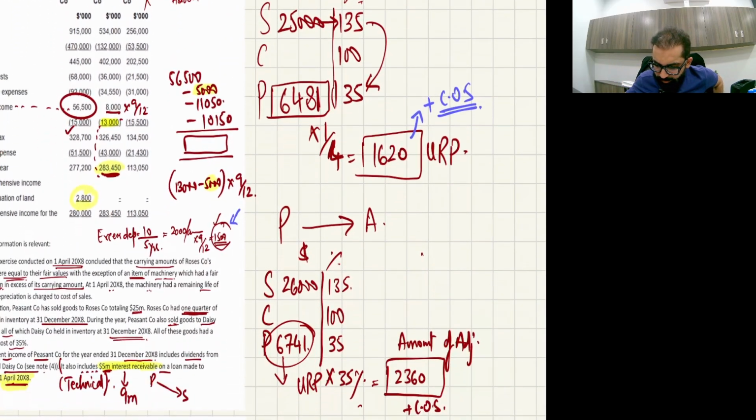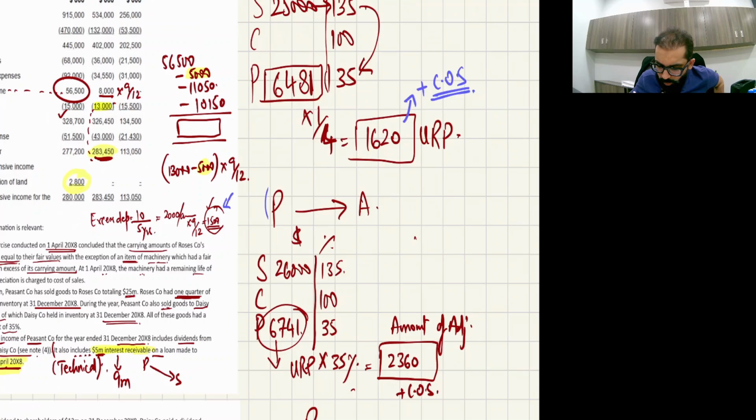Okay. And in case of P2A, only one step. In P2A sale, we never adjust sales. We only adjust cost of sales. This amount of adjustment will be adjusted in consolidated cost of sales.